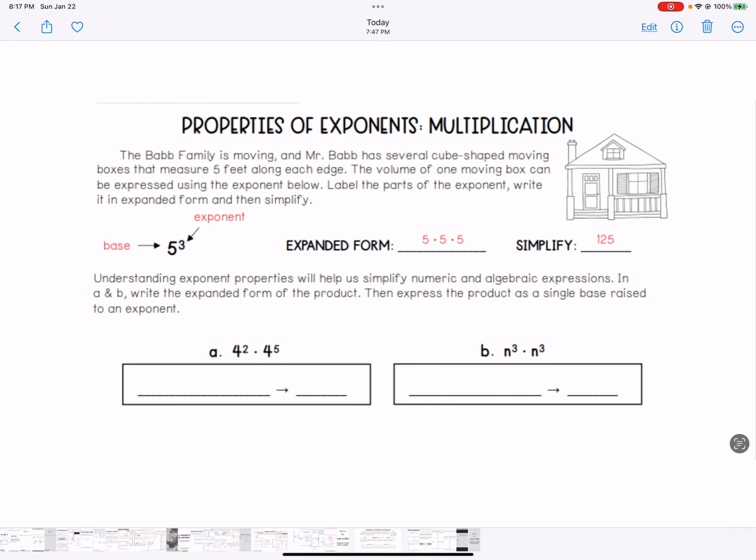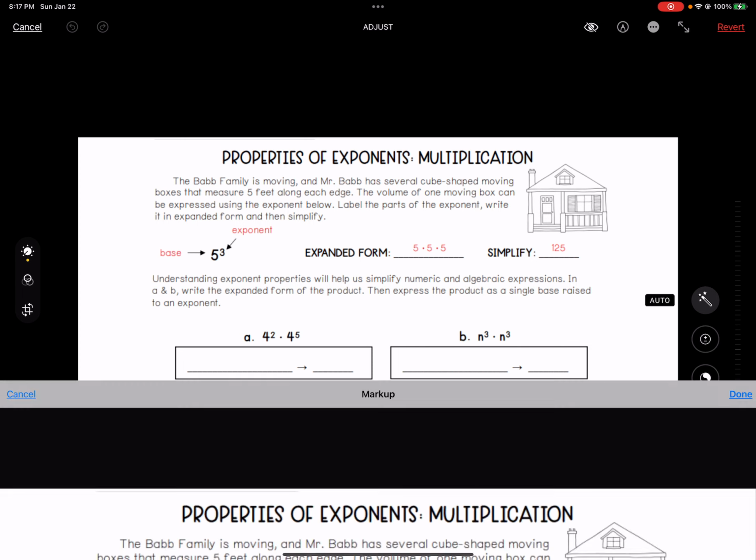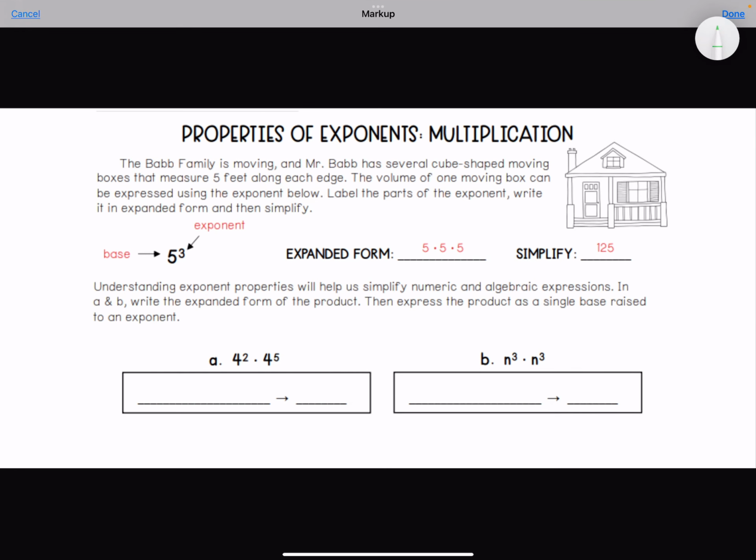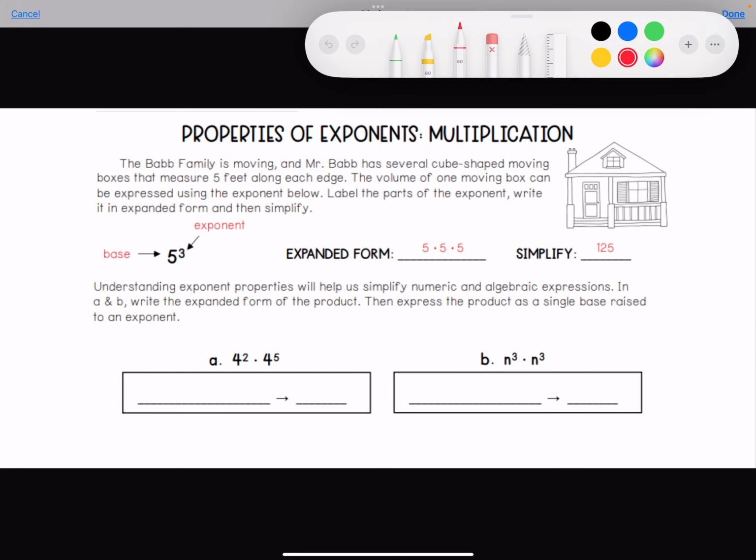So this is really important because you will see probably 5 or 6 questions, maybe 3 or 4 questions on properties of exponents, because it is a readiness SE. It is really important, okay?